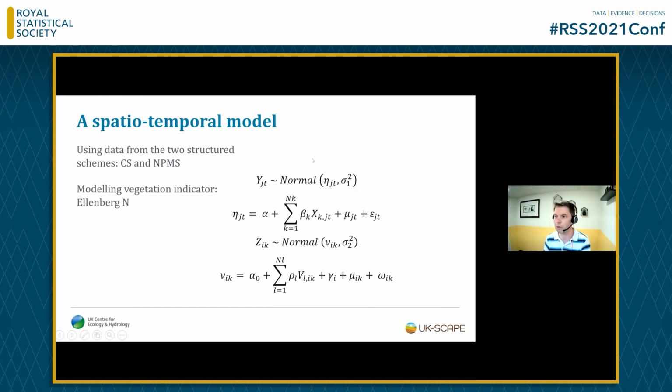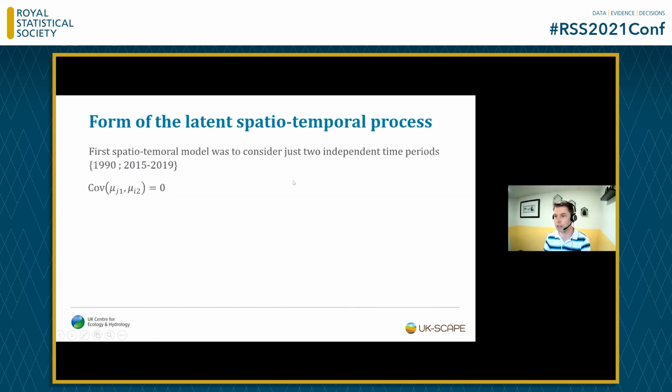In practice, it's much more challenging to do that. So what we actually did initially was just to consider two different time periods: one in 1990, where our earliest data are, and then one more recent. Then we could look at the difference between the two. So essentially, what we ended up doing here is assuming that the spatial-temporal process was independent across the two time periods.